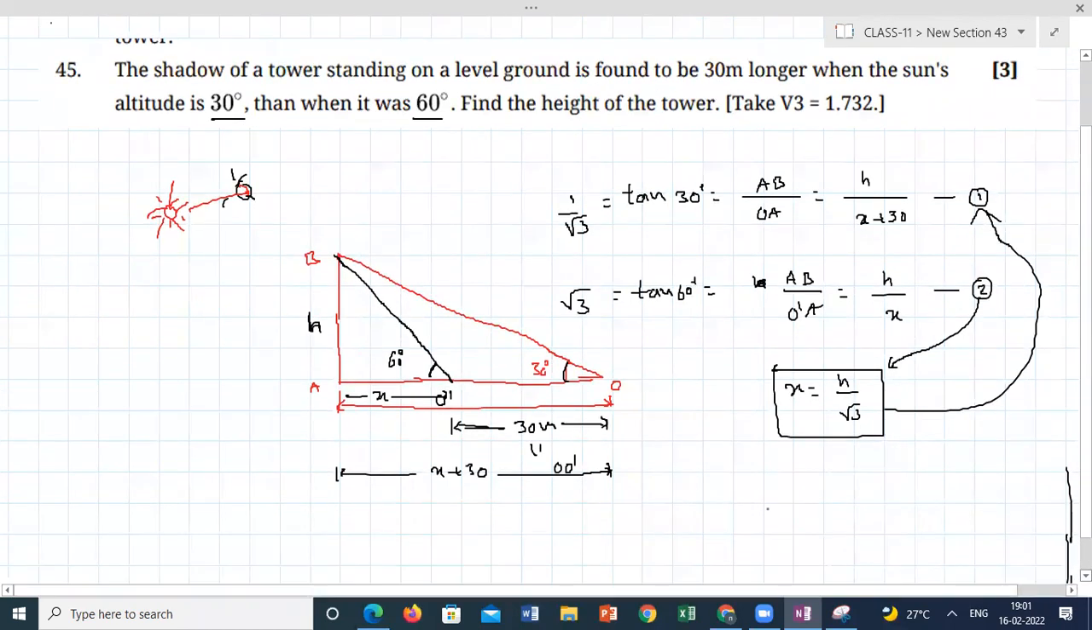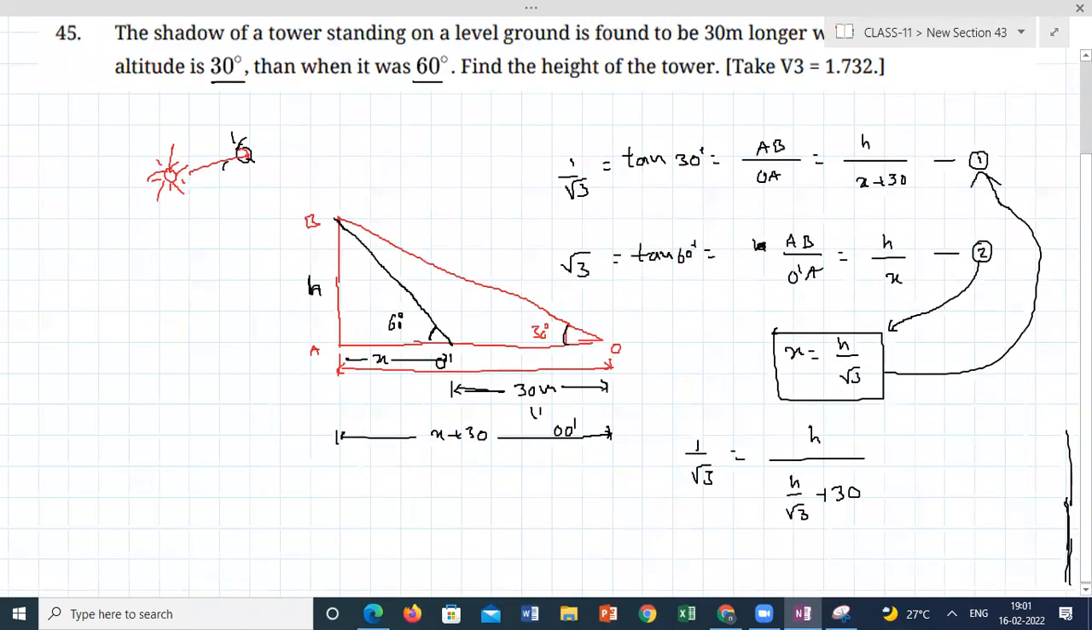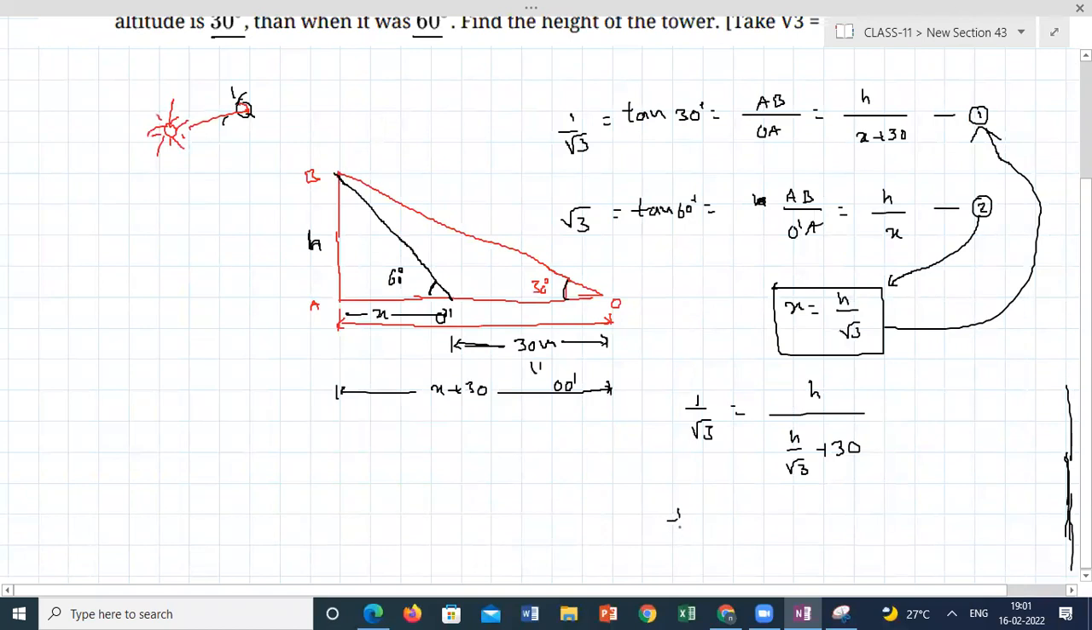What does the first equation say? 1 by root 3 is equal to h by root 3 plus 30. When cross multiplying, I will get 1 by root 3 of h by root 3 plus 30 is equal to h. So what I will get here?